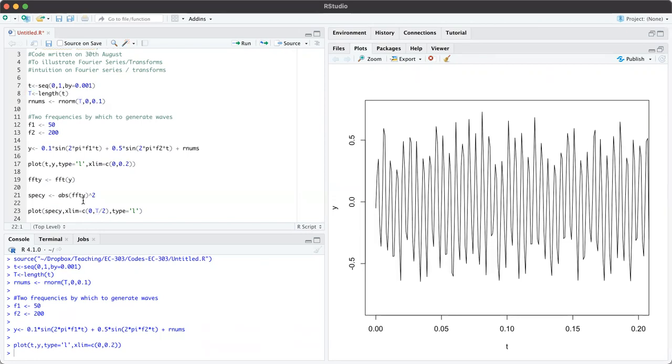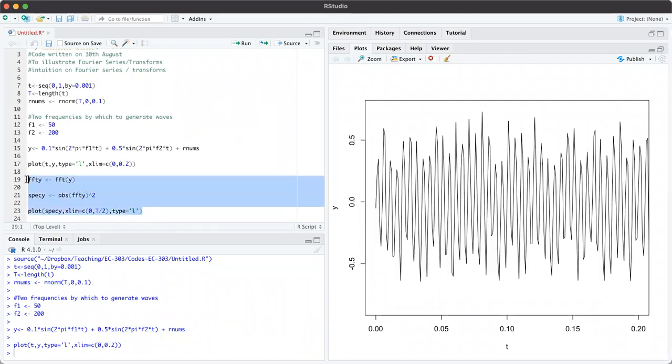It has another feature: it is a mirror image between 0 to T by 2, and T by 2 to T. It will look exactly the same on the other half side. So, a mirror image of what you find here. Therefore, I'm plotting only from 0 to T by 2, and then let's see if it picks up the right frequencies.